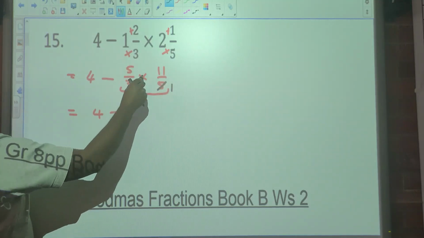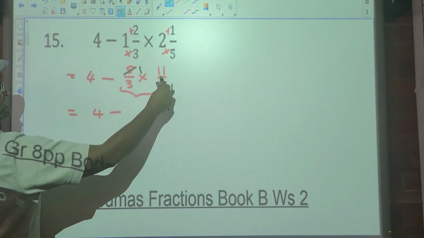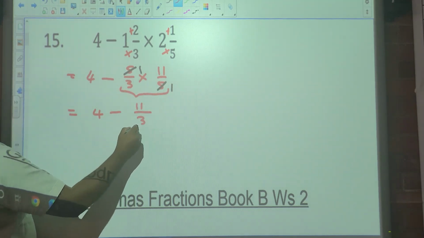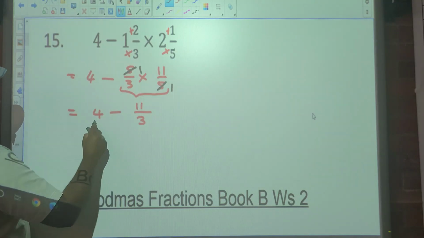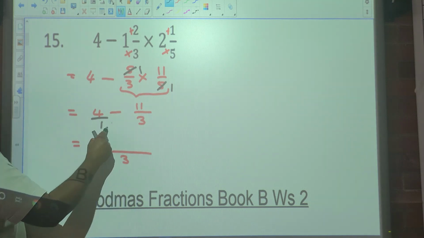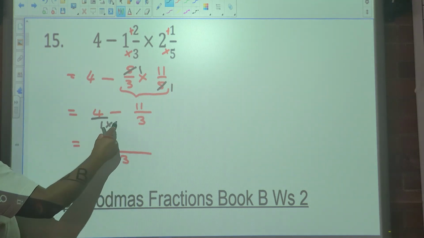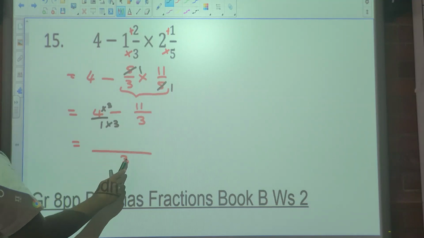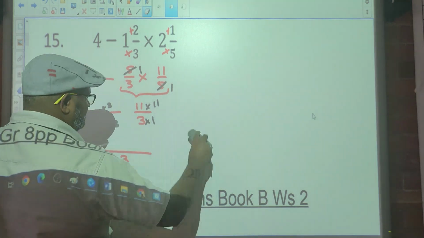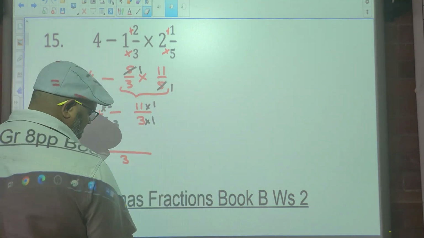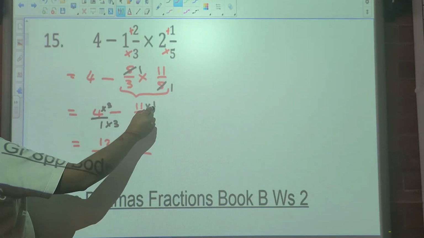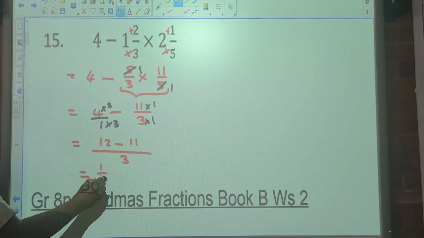Yes. 5 going into 5 once, 5 going into 5 once. Anything you can cancel here? No. 1 multiplied by 11 is 11. 3 multiplied by 1 is? So this is naturally over 1. So I must multiply this by 1, multiplied by what is 3? 3. 3 multiplied by what is 3? 1. Not 11 but 1. So 4 multiplied by 3 is 12 minus 11. What's 12 minus 11? 1. 1 over 3.